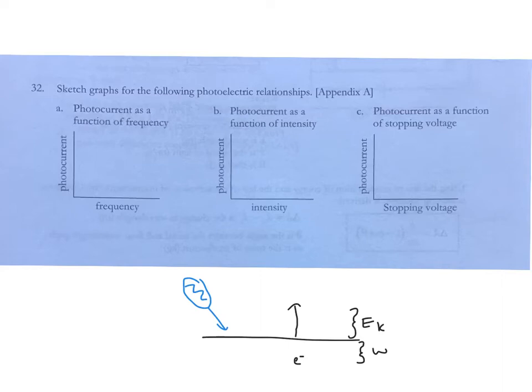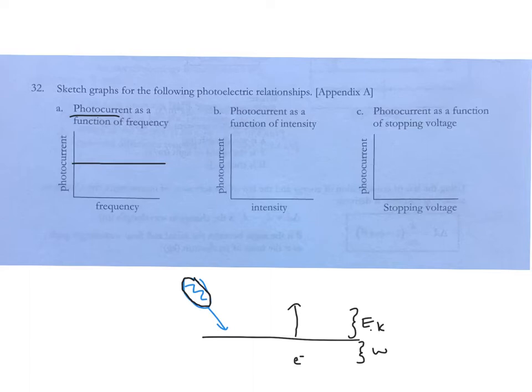Now the first one asks for photocurrent as a function of frequency. Now current is the amount of electrons. If we were to increase the frequency of this incoming photon, it would have more energy. So this electron would get knocked off with more kinetic energy, but there's still only one photon. So if we only increase the frequency, we're increasing the energy of those photons, but not the amount. So the photocurrent should not change as I increase the frequency.